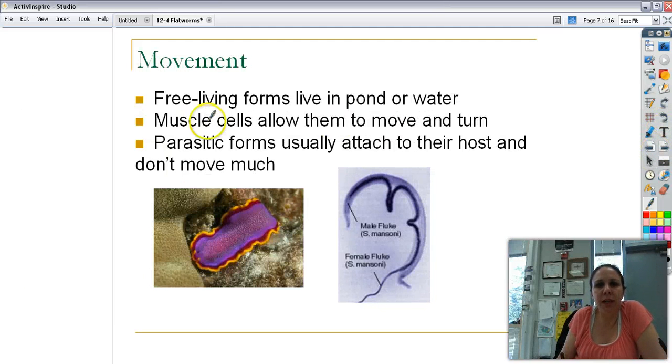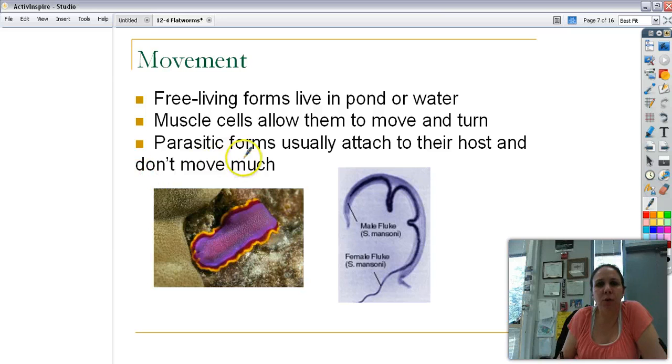As for movement, if they're not parasitic, they can live in ponds or water or under rocks in the dirt, and so they have very simple muscle cells that allow them to move and turn. Like these guys right here, these ones live in the ocean. They just kind of take this little side area and flap it up and down like doing the wave, and that causes them to hover over the bottom of the ocean. Some of them will just kind of flip-flop their bodies around and just fling themselves from one place to another.